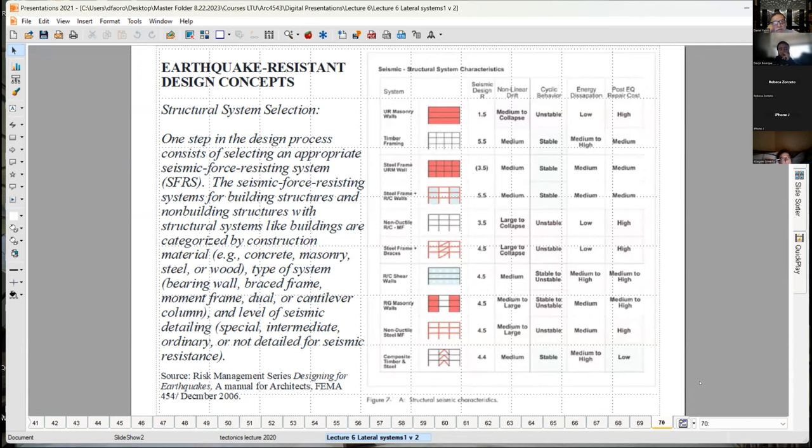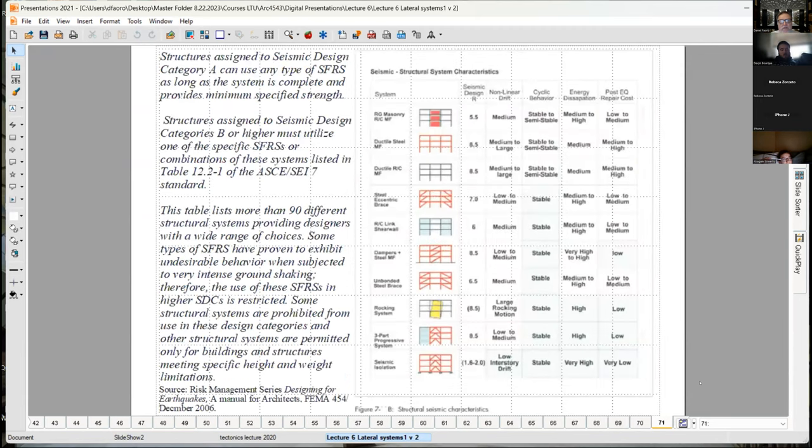The higher the R value, probably you will see that the better performance is going to be exhibited, because the system generally can absorb more loads and behave more effectively to resist loads. And so these are the categorizations of the various systems and materials.